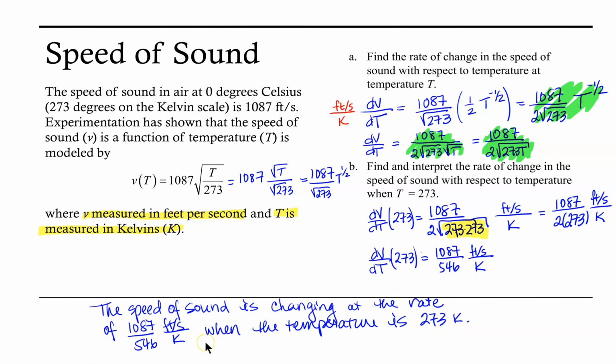So what this means is that as the temperature rises from 273 degrees Kelvin to 274 degrees Kelvin, where it increases 1 degree Kelvin, we can anticipate the speed of sound to also increase 1087 divided by 546 feet per second, which means about 2 more feet per second.